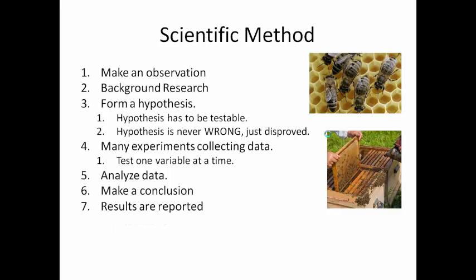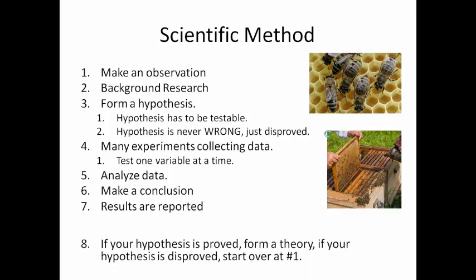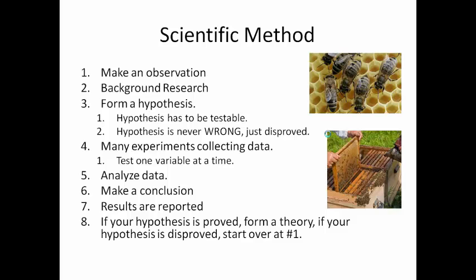And then you report it. He will report it to the bee club, other people. He'll report it to me, another beekeeper. And if it's proven, you want to form a theory. You want to conclude, okay, then I should go with this 8. 8 hives is ideal. If it's disproven, then you start over at 1.